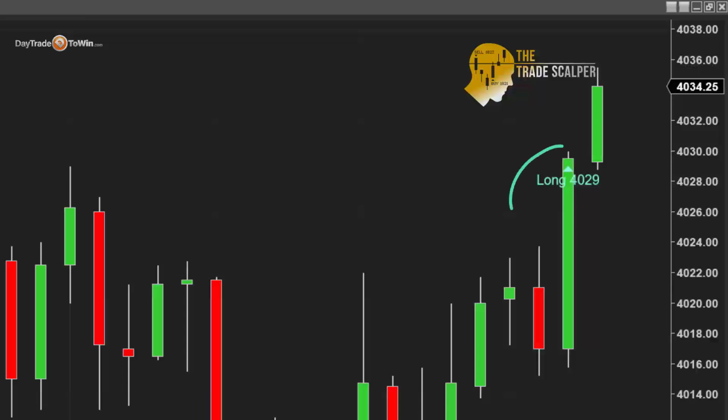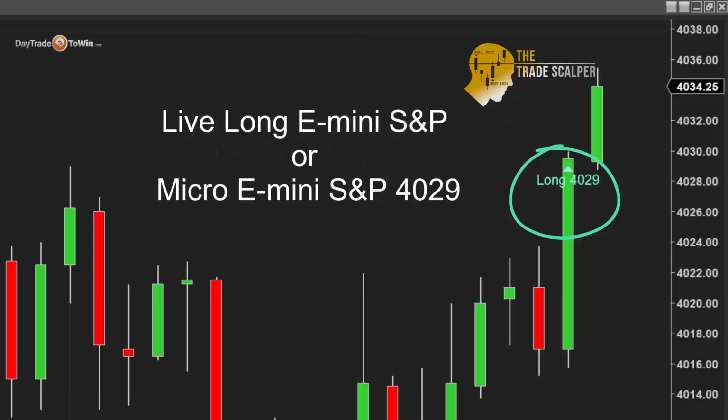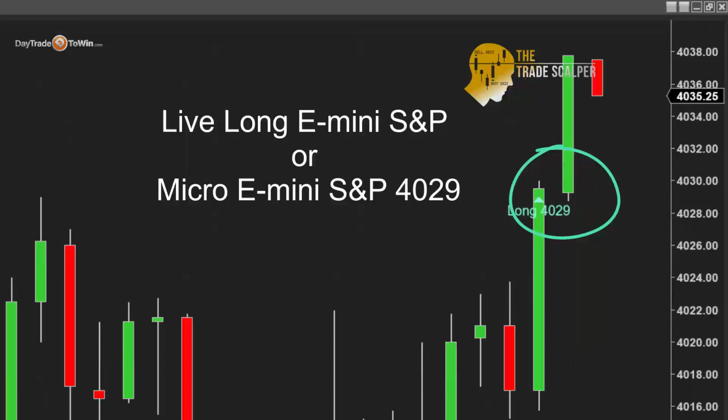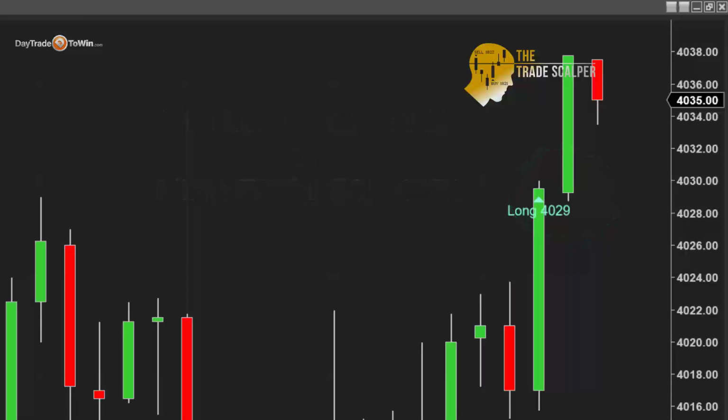So here we have a long signal to go long at 40.29. So let's analyze this for a moment. The Trade Scalper program is saying, and we include training as well so you understand how the method works, 40.29 is my opportunity to go long. So now I want to place an order to go long at this exact price.